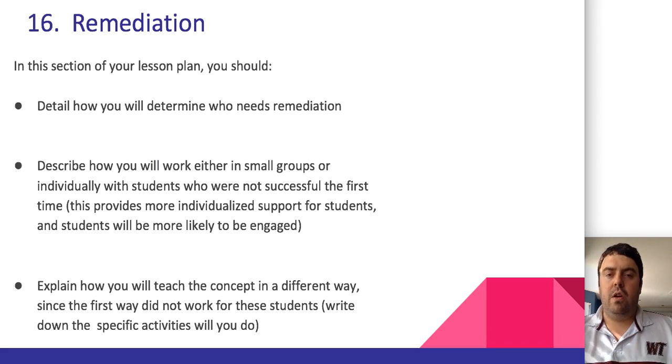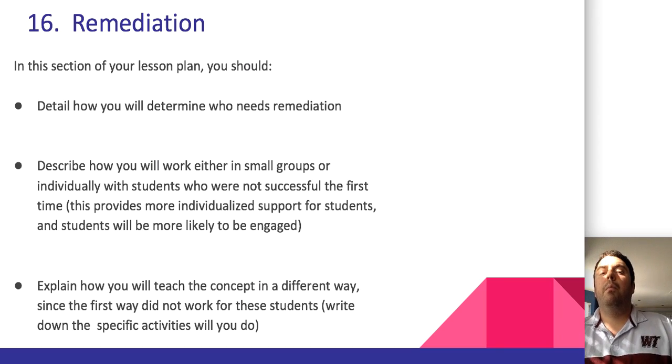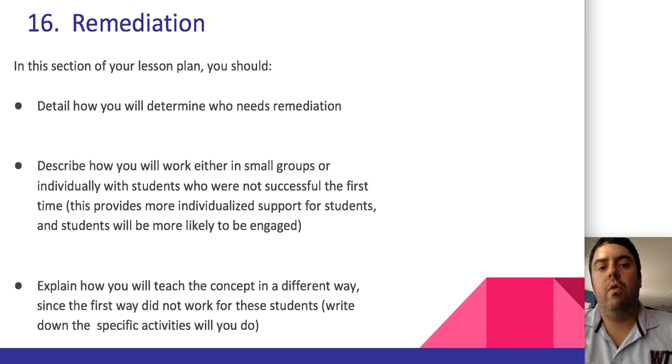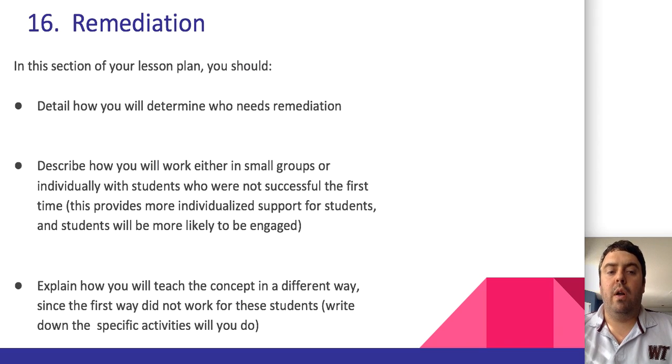So first of all, you have to note how are you going to determine whether or not students were successful or not. So what was your criteria for putting someone into a remediation group? Did they not pass the assessment? Did they not reach 90 percentile? Did they not complete the activity, etc.? Moreover, you need to note in your remediation section how you're going to work with students in a more individual and hands-on way. So you're going to need to work with students either in small groups or individually to help maintain their engagement and also help provide them more individualized support.